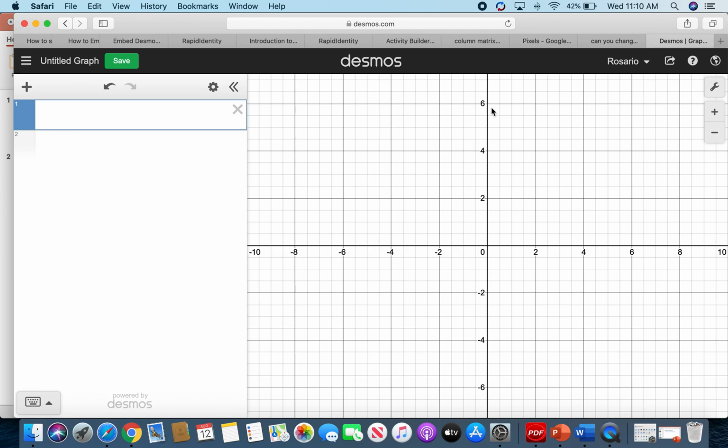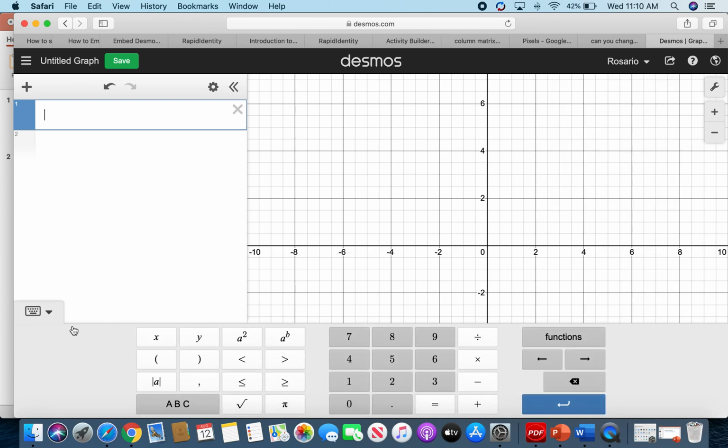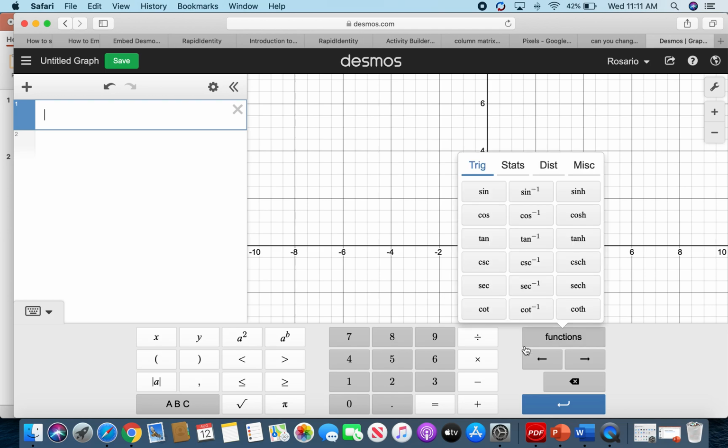Since this is already in the degree mode, the next thing is to be mindful of these little dots here in squares. That means that is your keypad. And you have here squaring a number, putting it in absolute value and all. These are the basic things, but be mindful of the functions that are available for you to use.